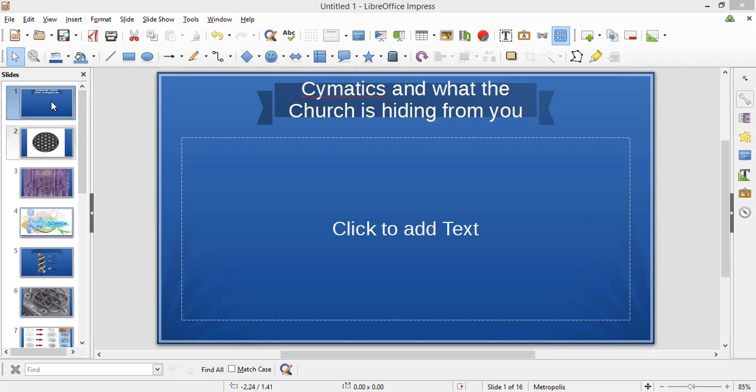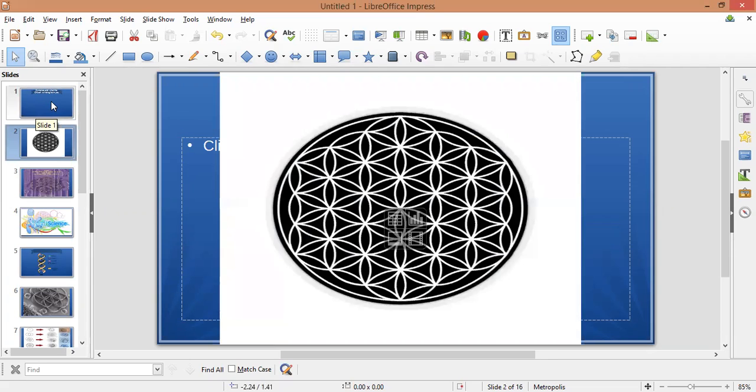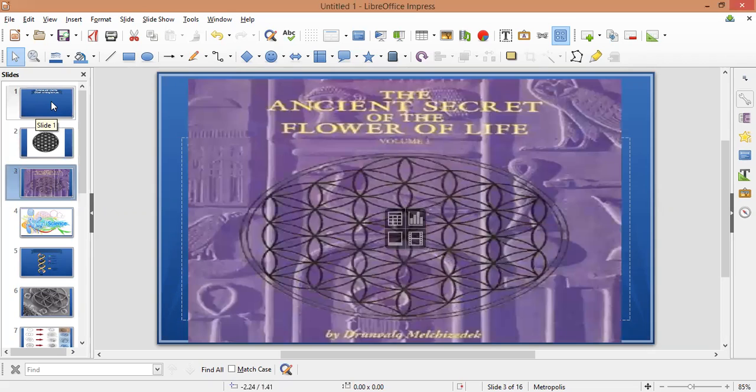So let's start. This right here that you're looking at is the flower of life. It's a basic sacred geometry pattern. In fact, if you want to learn more about sacred geometry and patterns, the absolute best book to go to is this one, The Ancient Secret of the Flower of Life. It's volume one. There's 3 volumes. I've only read the first one. It's by Drunvalo Melchizedek, and he has a lot of followers. He explains sacred geometry so well. You can't do him justice.